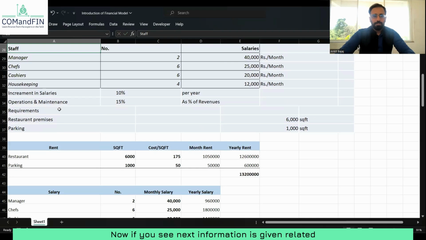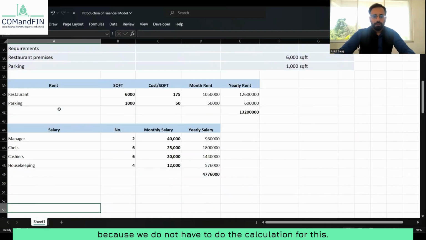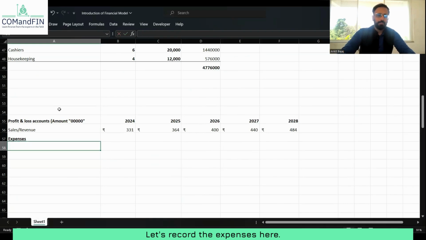Now, if you see, next information is given related to the operation and maintenance. This we will take directly in the P&L account, because we do not have to do the calculation for this. Other information we have already taken here. So now I will record the expenses. Let's record the expenses here.